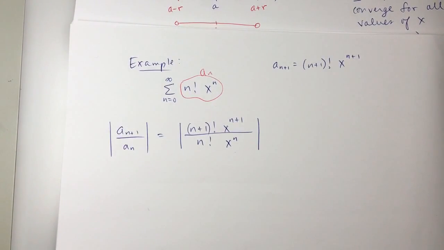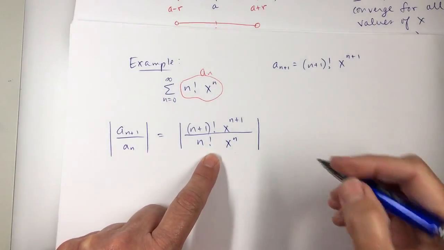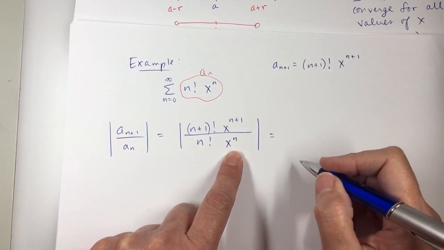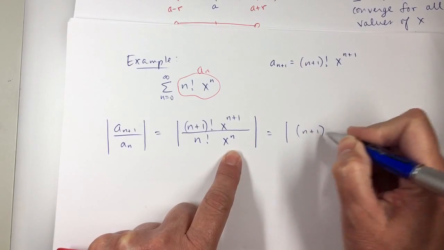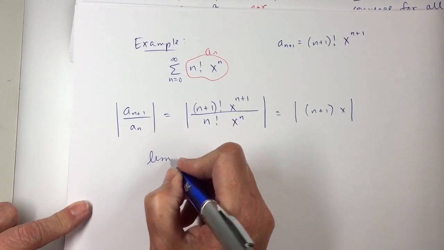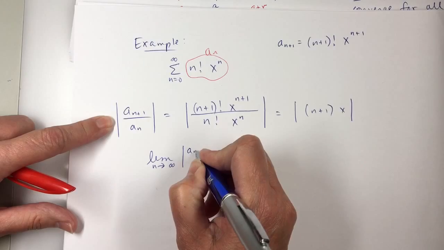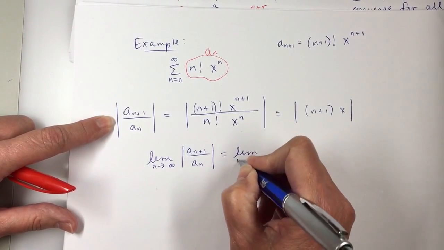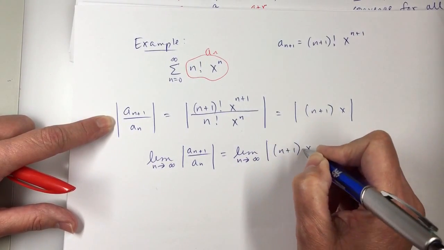So reduce this. Now, n plus 1 factorial over n factorial, what does that equal? That equals n plus 1. And what about x to the n plus 1 over x to the n? It is x. This is the absolute value of n plus 1 times x. By the ratio test, we'll do the limit as n approaches infinity of this ratio of the absolute value of a sub n plus 1 over a sub n, and that's going to be the limit as n approaches infinity of the absolute value of n plus 1 times x.